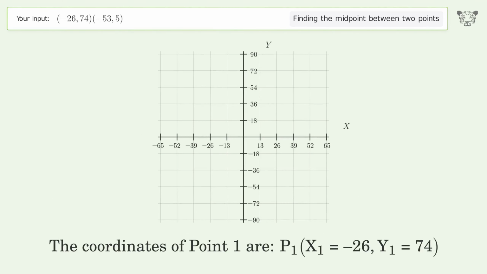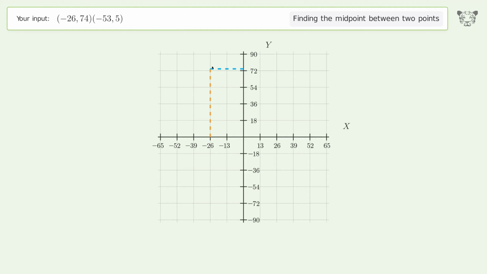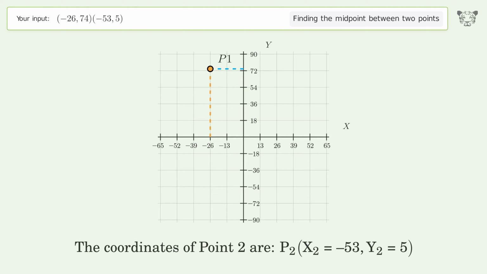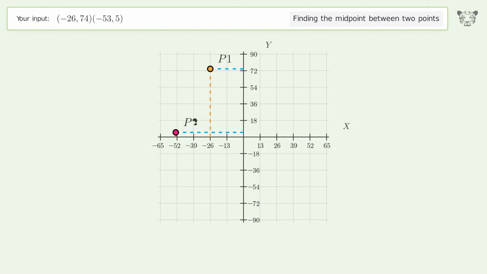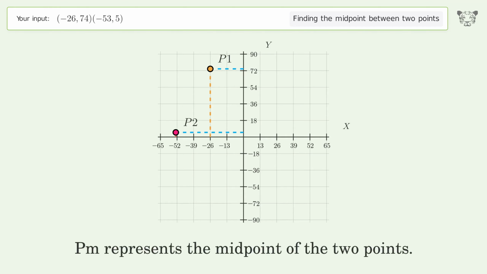The coordinates of point 1 are x1 equals negative 26, y1 equals 74. The coordinates of point 2 are x2 equals negative 53, y2 equals 5. PM represents the midpoint of the 2 points.